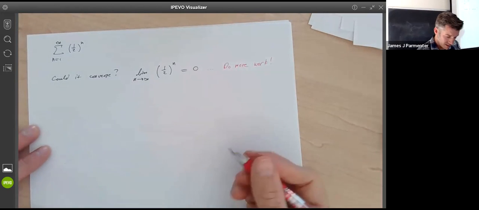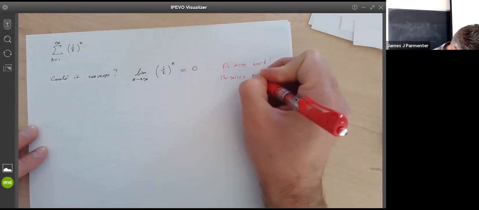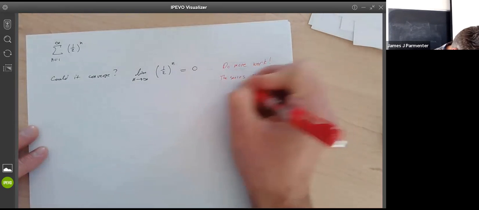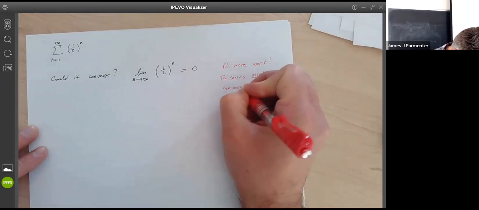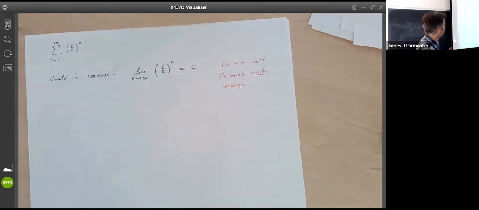At this point, the series might converge, but it still might diverge. So when the limit of the sequence is 0, what I think of is, oh, we have a chance of the series converging. It still might not, but it might. Whereas it being not 0 is a definite, you're done, the series diverges.